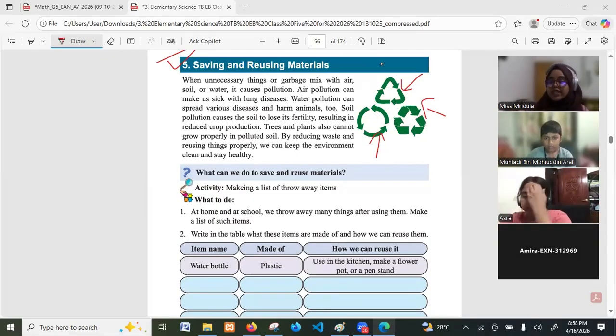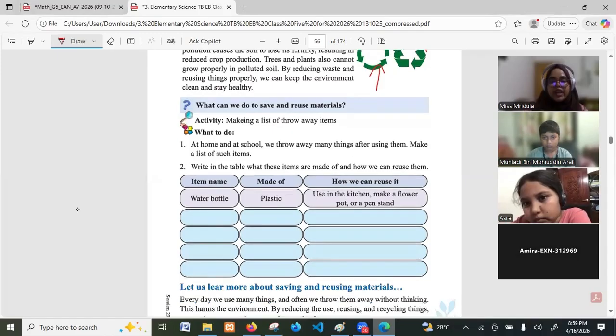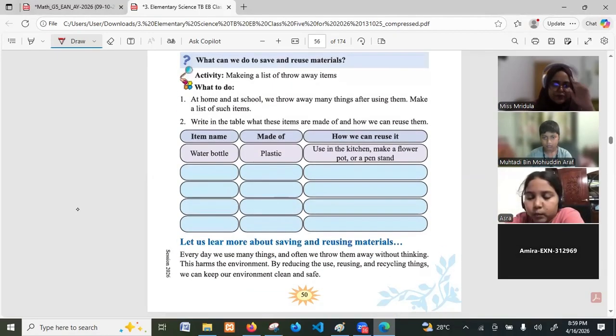So instead of just throwing things here and there, we can reuse them. That's what they are saying, okay? So we can reduce the waste by reusing things. So let's see, we have an activity. At home and school, we throw away many things after using them. Make a list of such items.